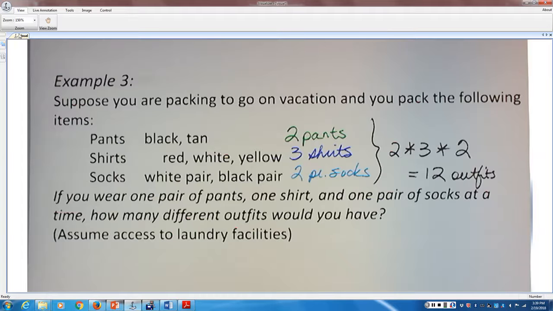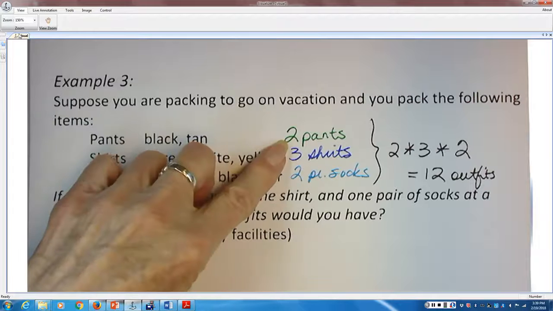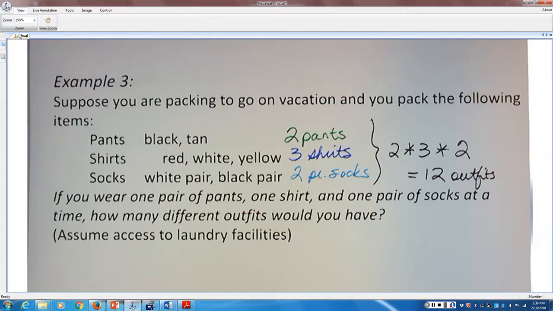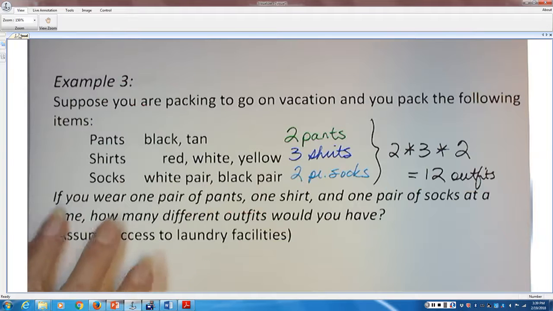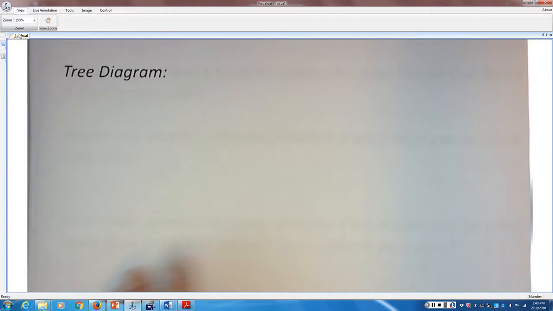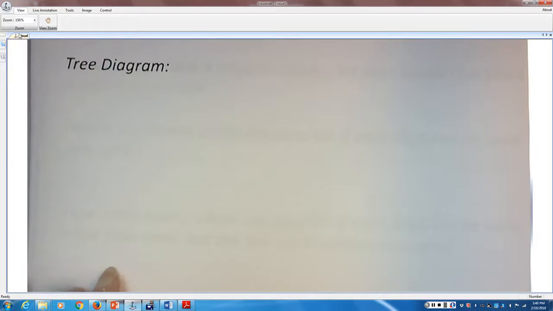Now, if we wanted to know what those outfits actually looked like, we'd have to build that tree diagram. And the first set of our tree would have 2 branches for the 2 pairs of pants, and then the second part would have 3 branches coming off each of those 2 for the 3 different shirts, and then each one of those would have to have 2 more branches coming off of it for the 2 different pairs of socks that you put on. So you could list them out, but that would take a while. We don't usually need to do that. So I'm not going to make a tree diagram of that, although we could. We don't really need to.